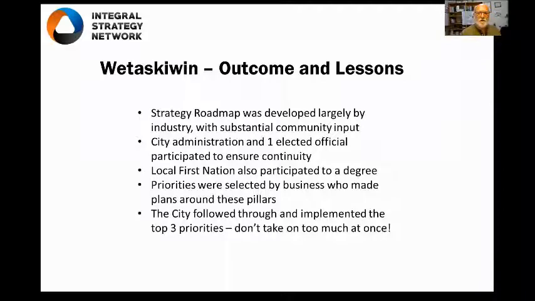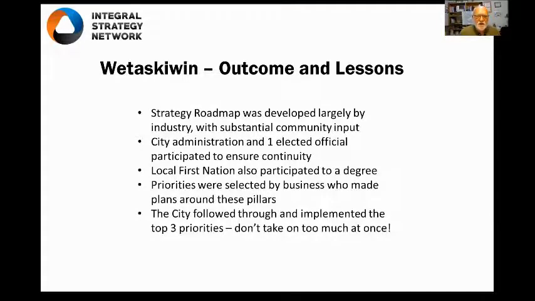So what were the outcomes and the lessons? The strategy roadmap was developed largely by industry, but with substantial community input. So that's part of harnessing the resources at your disposal. That's really what that was about. City administration and one elected official participated to ensure that there was ongoing continuity and that ultimately the city's open for business was actually delivered. The local First Nation participated to the degree that they were able. Again, everybody participates to the degree that they can.